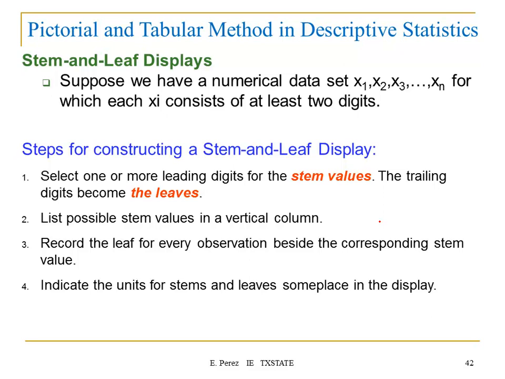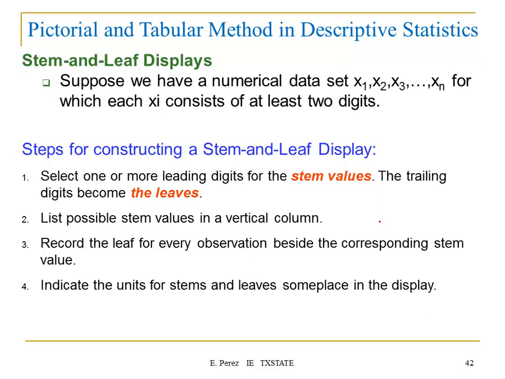Okay. So the other diagram that we have is stem and leaf displays. For this one, it's kind of the same idea, but you're going to use the numbers as your axes. So suppose that we have a numerical data set, x1 to xn, for which each xi consists of at least 2 digits. So you need data observations that consist of at least 2 digits. And you're going to use that information to construct your stem and leaf display.